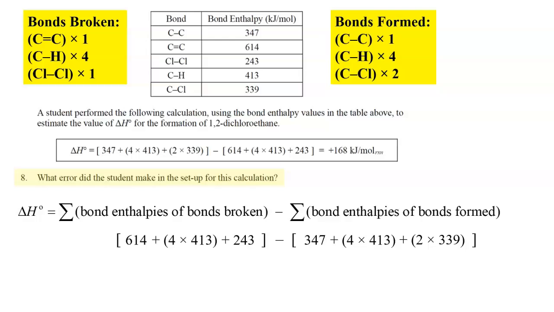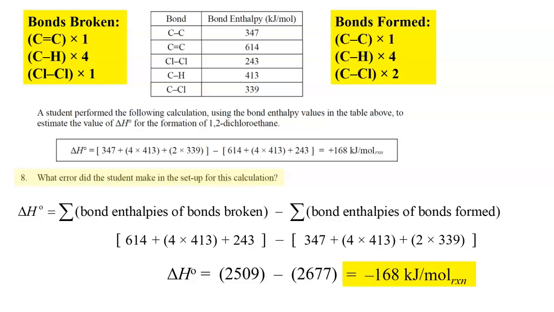So 614 plus 4 times 413 plus 243, and that gives us a total of 2,509. And then for the bonds formed, it would be 347 plus 4 times 413 plus 2 times 339, and we get a value of 2,677. So 2,509 minus 2,677 gives us an answer of negative 168 with the unit of kilojoules per mole of reaction.